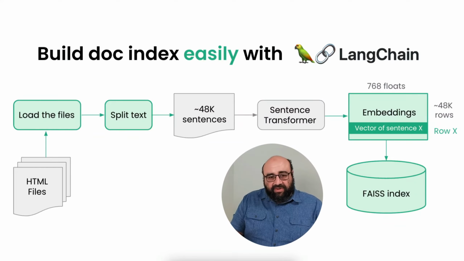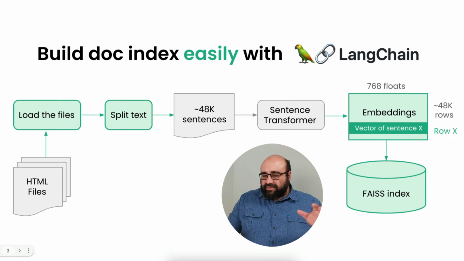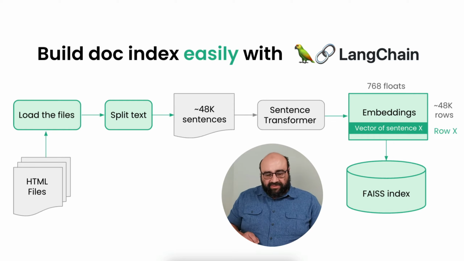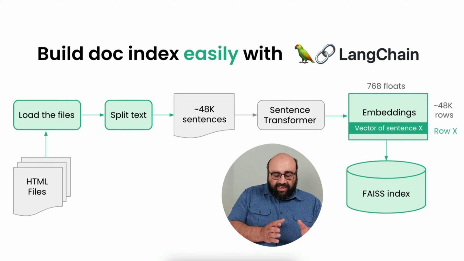So the process that we're going to go through is essentially that we're going to start with our docs.ray.io website, just scraped it. We're going to load the files into memory, and then each page we're going to divide into little chunks. And it turns out that this is going to generate about 48,000 sentences. So each page, you can imagine breaking it up into sentences. It's not exactly sentences. They might be slightly longer, slightly shorter.